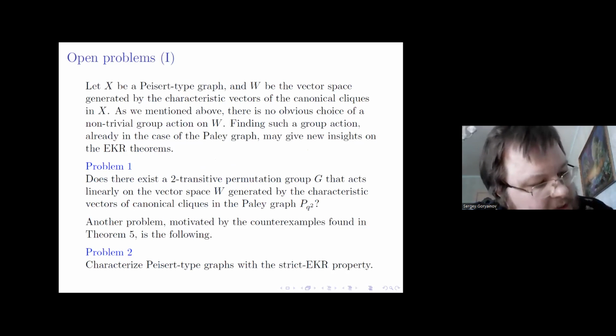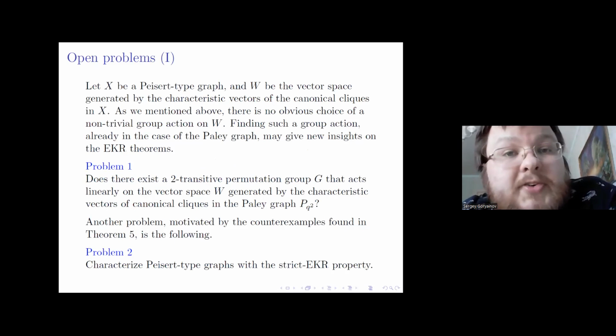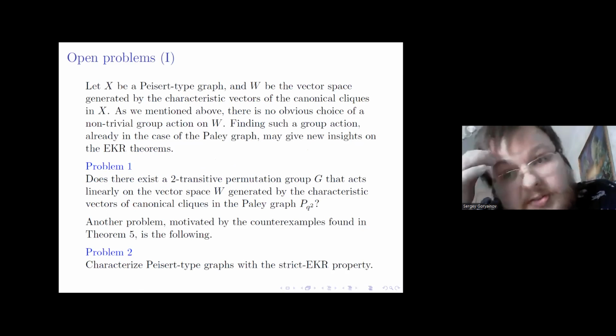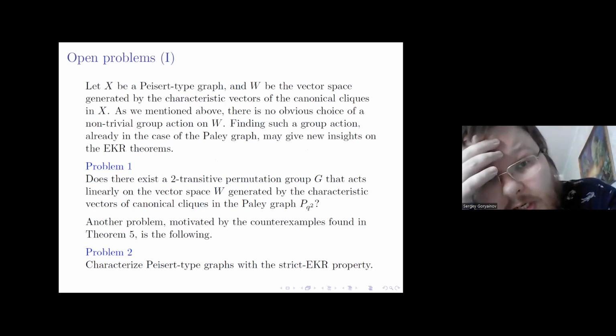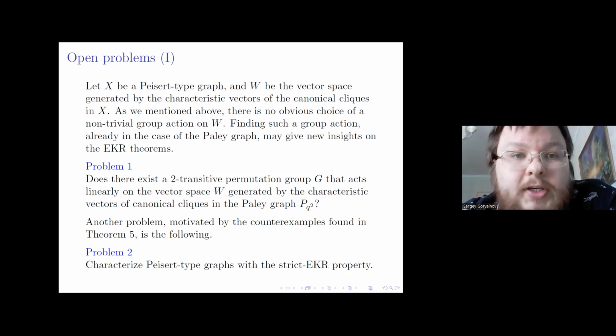And let us conclude the talk with several open problems. Let X be a Peisert-type graph and W be the vector space generated by the characteristic vectors of the canonical cliques in X. As we mentioned above, there is no obvious choice of a non-trivial group action on W. Finding such a group action, already in the case of the Paley graph, may give new insights on the EKR theorems.